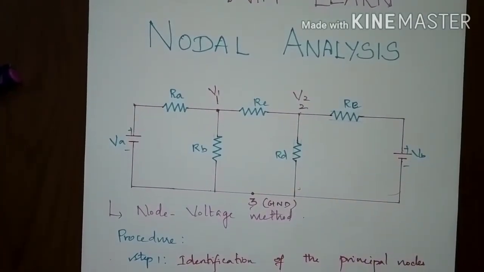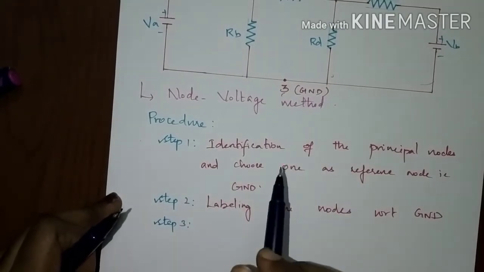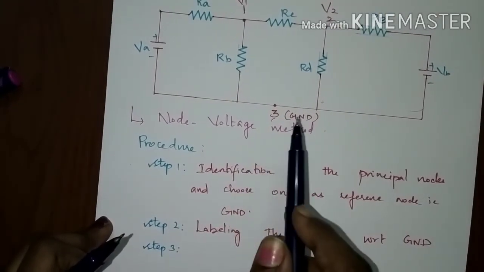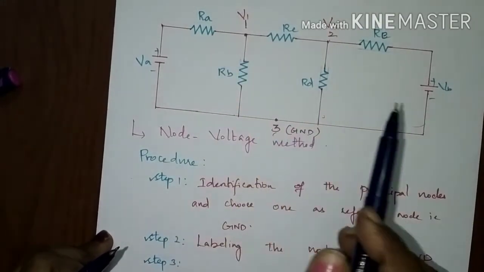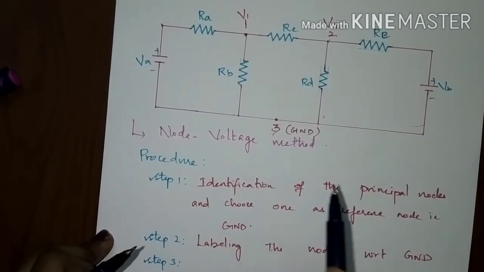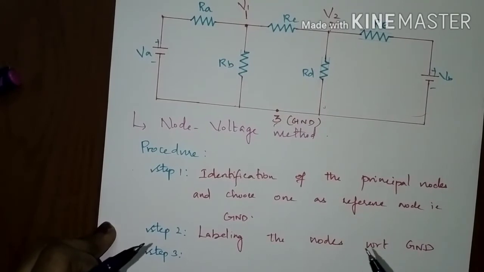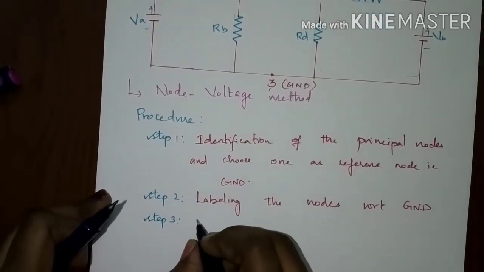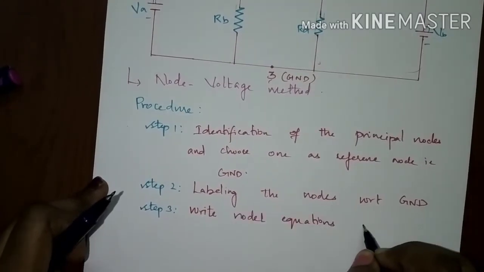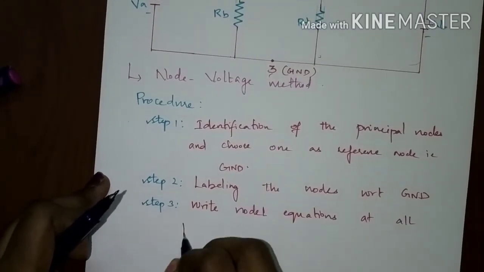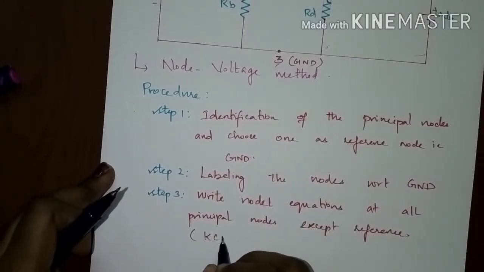Now step 3. Write the nodal equation at all the principal nodes except the reference node. The reference node is already ground. So we have to write the nodal equations for all the principal nodes except the reference node. Nodal equations are obtained by using KCL and Ohm's law. The third step is to write the nodal equations at all principal nodes except the reference, obtained by using KCL and Ohm's law.